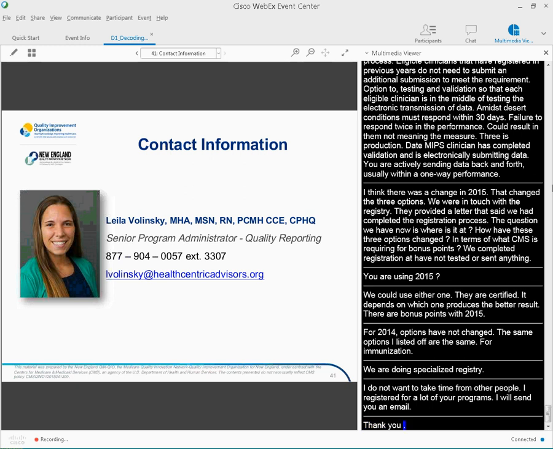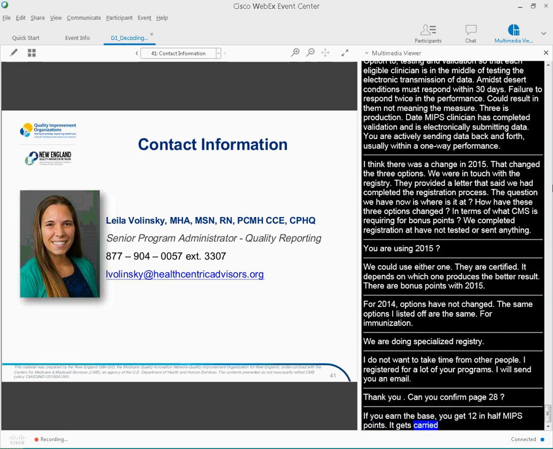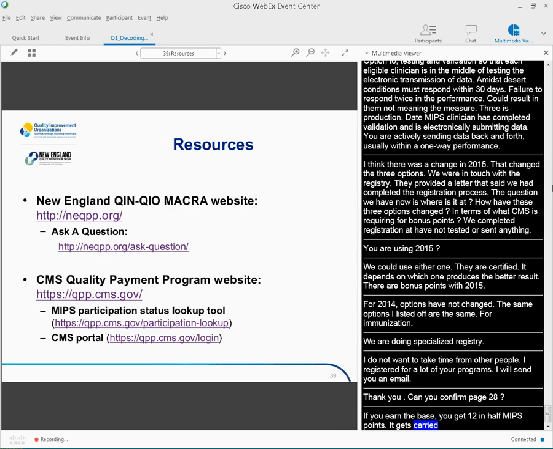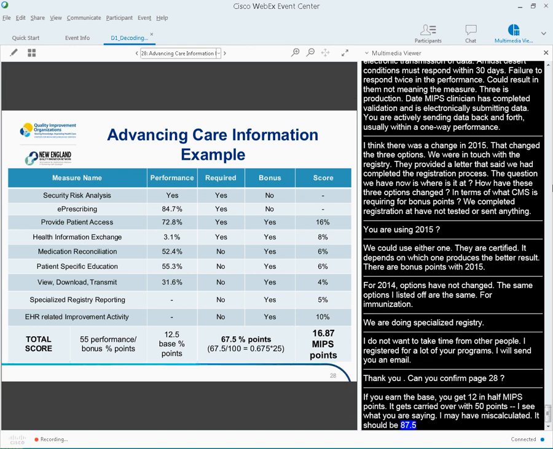You're welcome. Okay, let's see. Could you confirm page 28, ACI scoring isn't the 12.5% part of the actual MIPS points? Yes. So if you earn the base, you would get 12.5 MIPS points, but that gets all carried over. So it's 50 points of your, oh, I see what you're saying. Did I miscalculate that? I might have miscalculated their advancing care information score. Yep, so it should be 37.5 points higher than that. So they would actually have gotten 100. They would have capped out at 25. So their score would be a little higher for their overall MIPS. Thank you, Julie, for pointing that out. I apologize. I was thinking final MIPS points and not the base score.